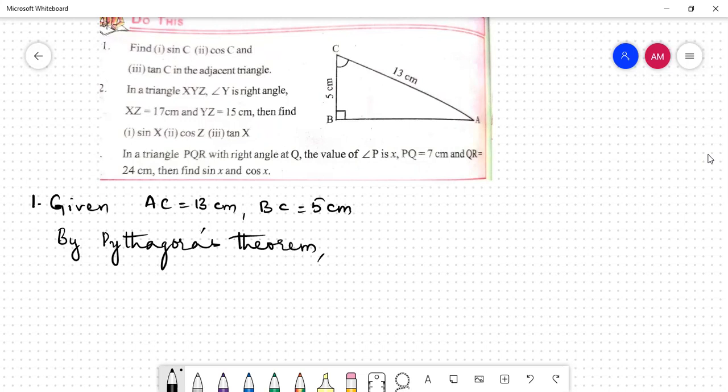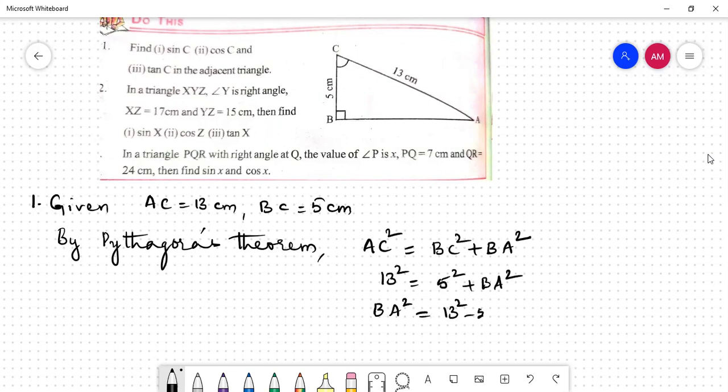Hypotenuse square is equal to side square plus side square. What is hypotenuse here? AC. What are the other two sides? BC and AB. So BC square plus BA square is AC square. So 13 square is equal to 5 square plus BA square. So what is BA square? 13 square minus 5 square.